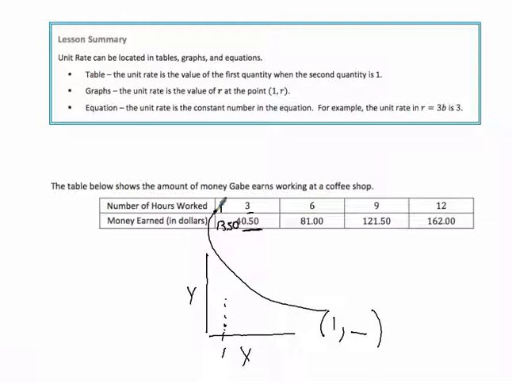And in an equation, the unit rate is the constant number in the equation. For example, the unit rate in r equals 3b is 3. That 3 is that unit rate. So what it's saying is if b is 1 in here, then r would be 3. So it's that number that's keeping everything constant. And then you could plot that as well, just like you would in a table.